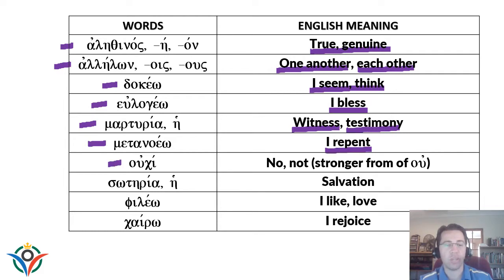Next we have ouchi. Remember, if you see a ou in a word, that always means no or not, and it's a stronger form of ou. Next we have soteria, where we get our theological term soteriology from, and that means salvation. And then we have phileo, which means I like or I love. And then finally we have chairo, which means I rejoice.